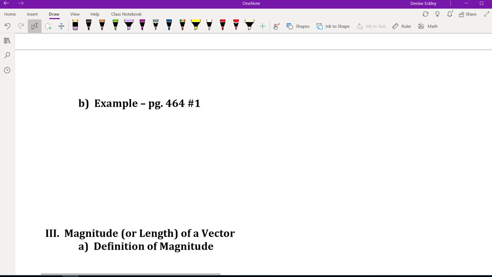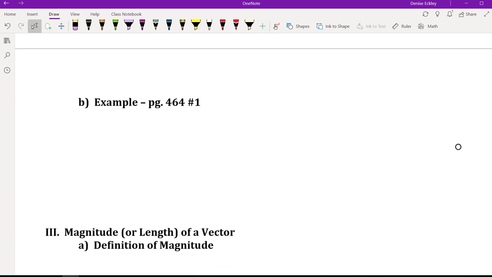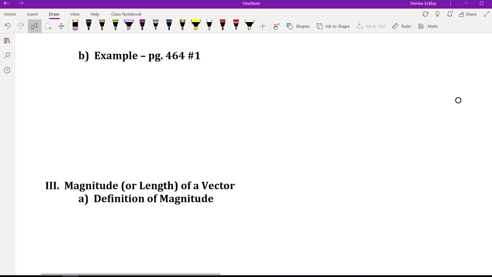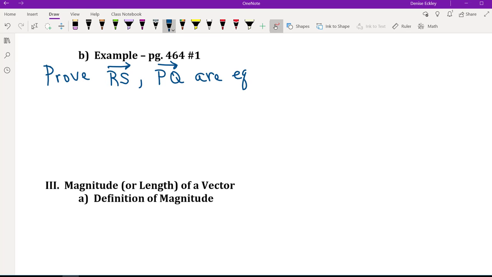Okay, so let's do an example here. This is from page 464, number 1. What we're supposed to do is prove that vector RS, represented this way, and vector PQ, represented that way, are equivalent. Now this is the first time we've used this form of a vector.